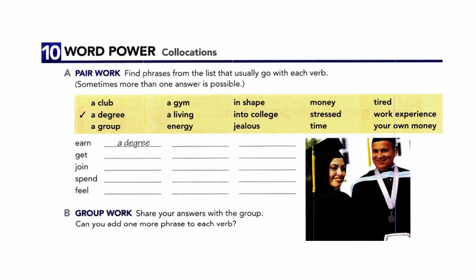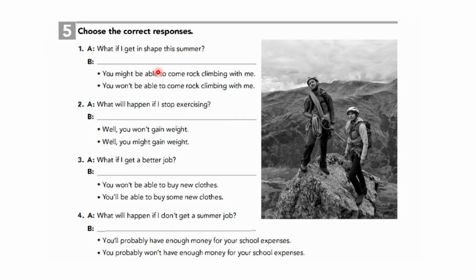Number 2, collocations. Find phrases from the list that usually go with each verb. You have to find which of these expressions normally goes with which of these verbs. Continue. Choose the correct responses. What if I get in shape this summer? You have to choose the correct response based on what we have studied so far.